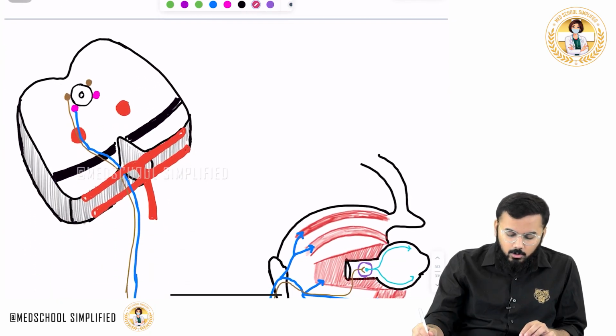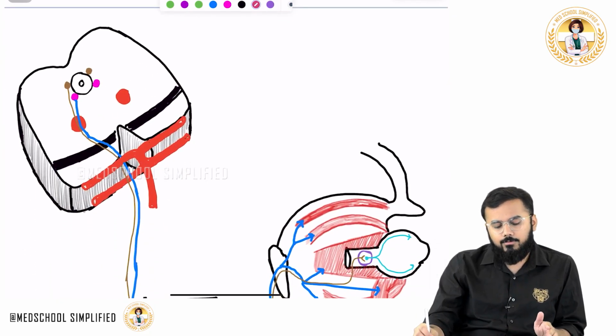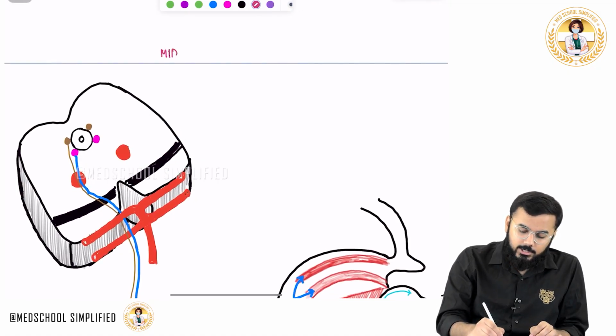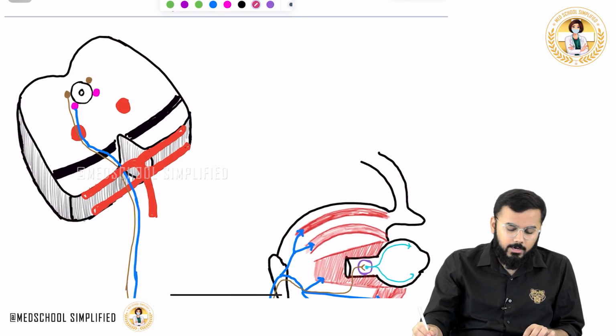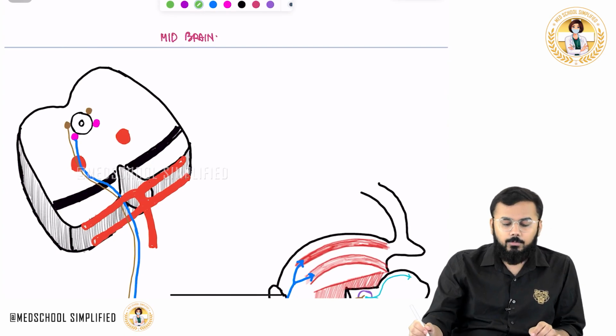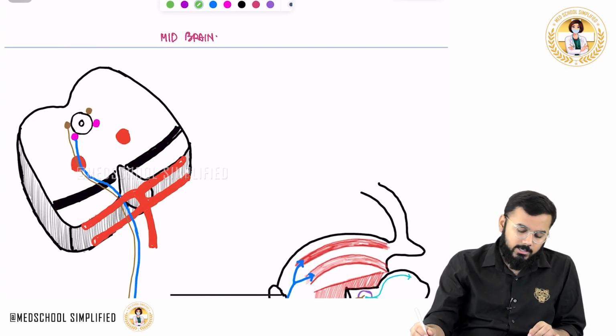Now when it comes to the oculomotor nerve, this is a section of your midbrain. In this section of the midbrain, a few important things you can see. First of all, let me write down these few important things.